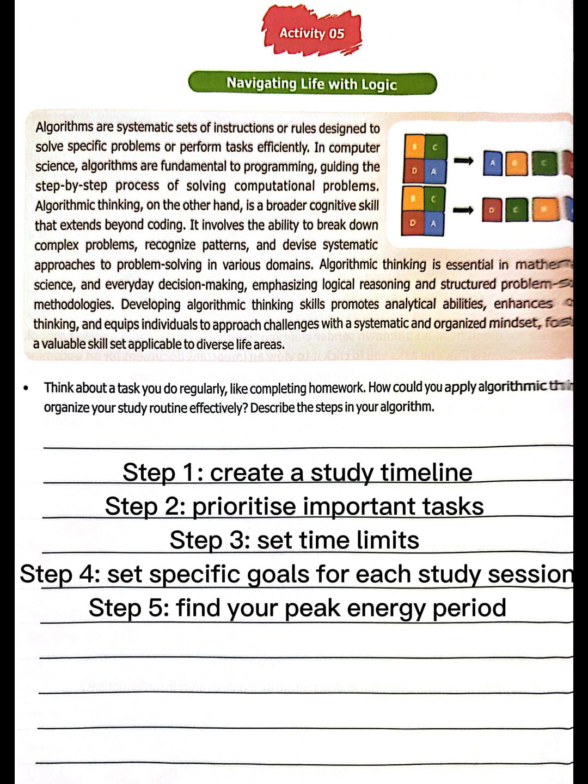You can answer this question accordingly, like I have done this. Step 1, create a study timeline. Prioritize important tasks is our step 2. Step 3, set time limits. Step 4, set specific goals for each study session. And step 5 is find your peak energy period. So by following these steps, we can study more effectively. So in this way, you will complete this activity.